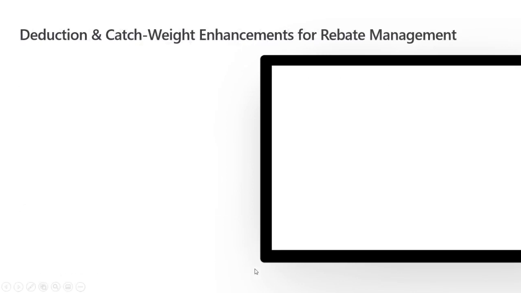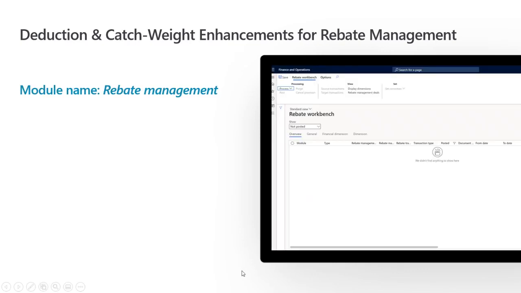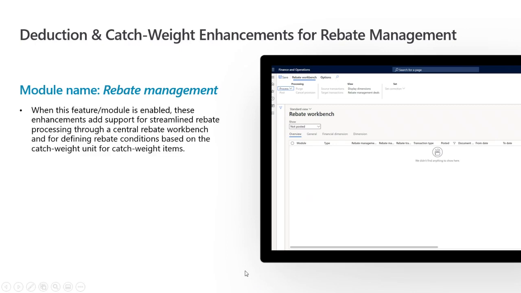And then we've got some enhancements for the rebate management module as well. And similar to landed cost, the feature we just talked about, this is not actually behind feature management. So if you've got the rebate management module enabled and you're working with it, you'll see some updates starting with this 10.0.21 release. So there are enhancements for the support of a more streamlined rebate process through a central rebate workbench, as well as being able to define rebate conditions based on catch weight units for catch weight items.